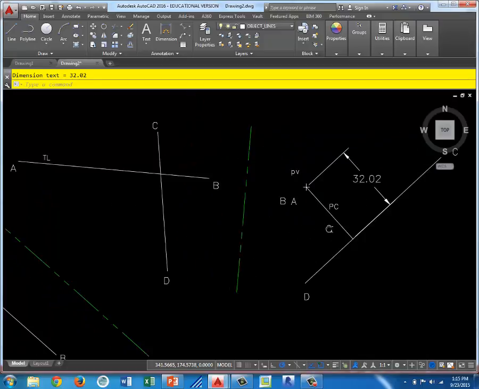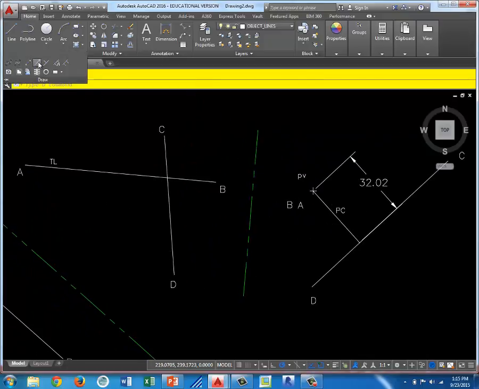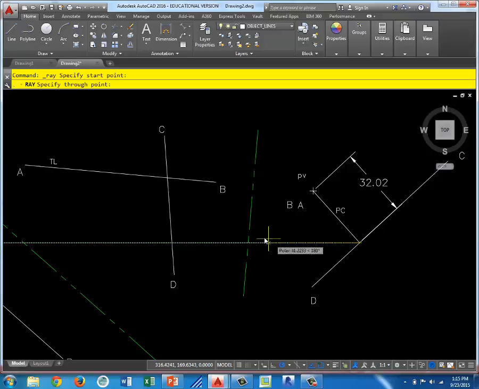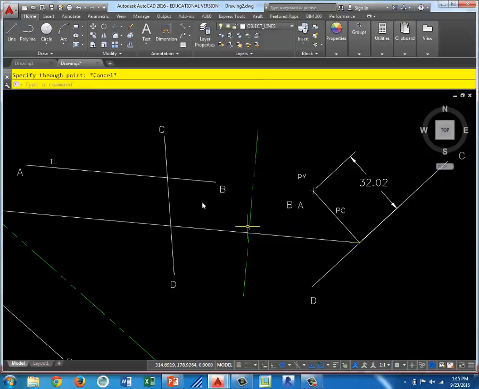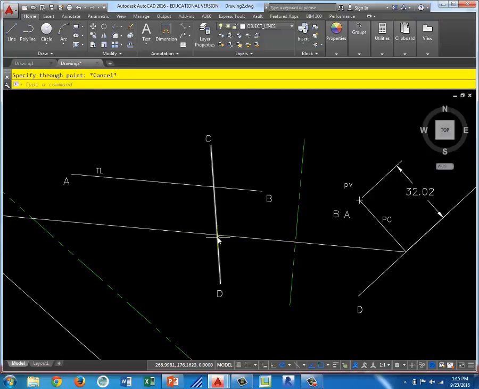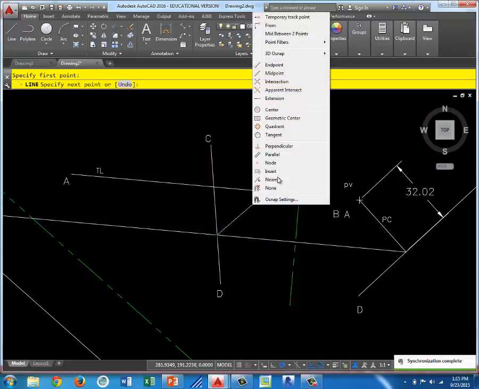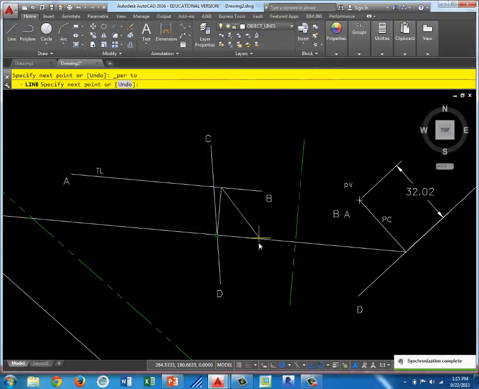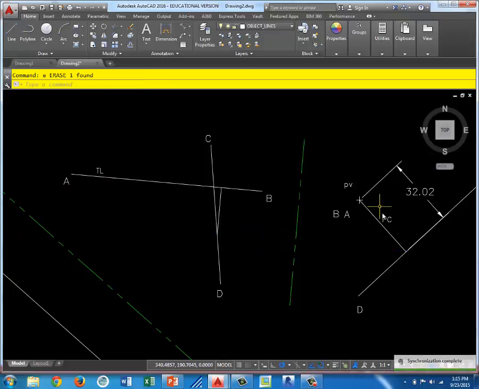And then I just need to show this connector in all views. So I'm going to take a ray from this new intersection back perpendicular to the hinge. Where it crosses CD, I'll start. And then I'll draw perpendicular to AB because AB is in true length. So from here, perpendicular. There is my perpendicular connector. And again, I'm going to label that with a PC.